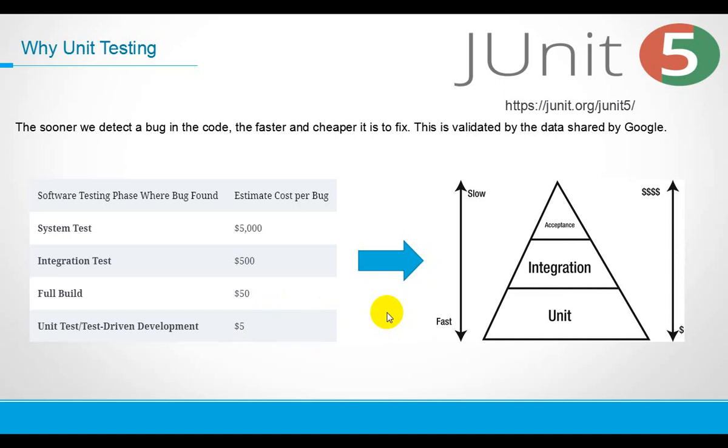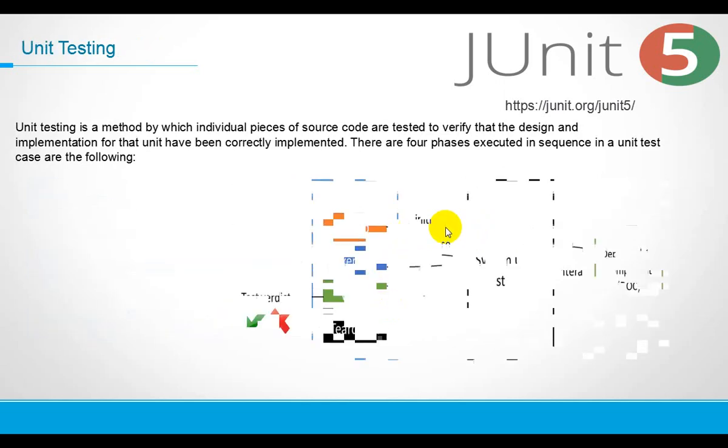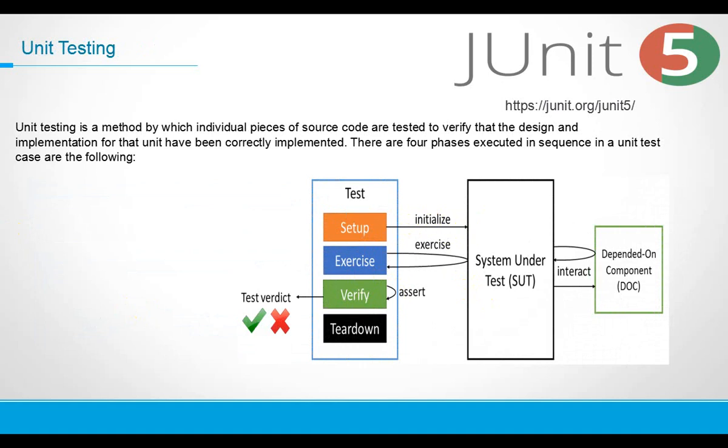Okay, after we understand the importance of unit testing, we should go through the steps of unit test execution. As you can see, a unit test contains four steps in a single unit testing method. The first step, we need to do some preparation work, like creating connections and loading some system resources. This step is called setup.